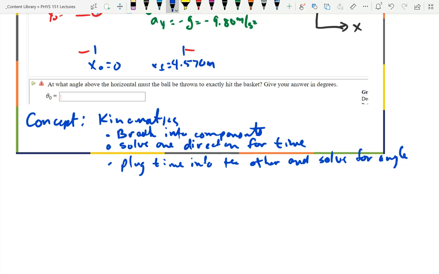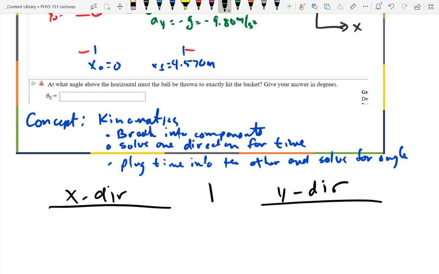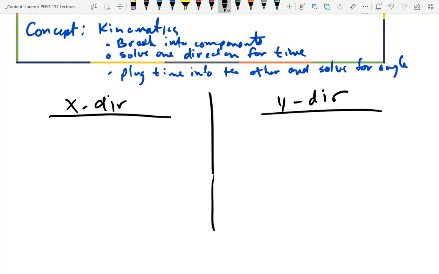So far, this looks pretty much the same as what we did before, except that the first time we solved one component for time and put it in the other one for distance. Now we're solving one component for time and putting it in the other to find the angle. It seems like it shouldn't be any harder, but I told you it's much harder, right? So let's do the work and see why it's harder. I'm going to use the same equations.